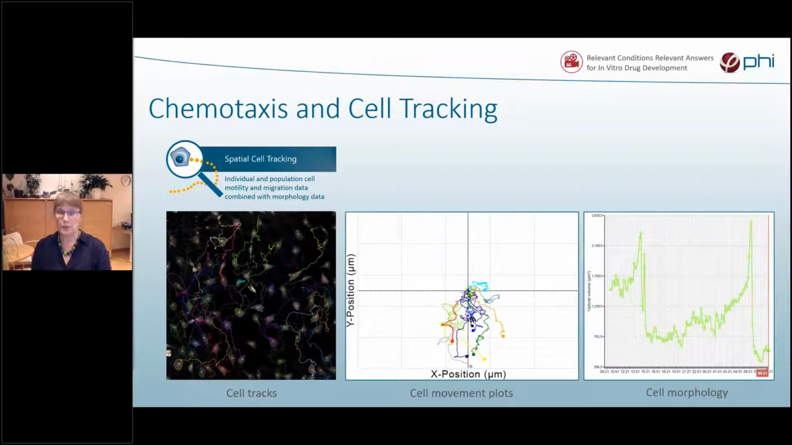Combined with the cell morphology data for each individual cell, you can, for instance, see if the cells are dividing. In the graphs to the right, you have the volume over time, and you see there are sharp decreases in volume. That's when the cells divide.